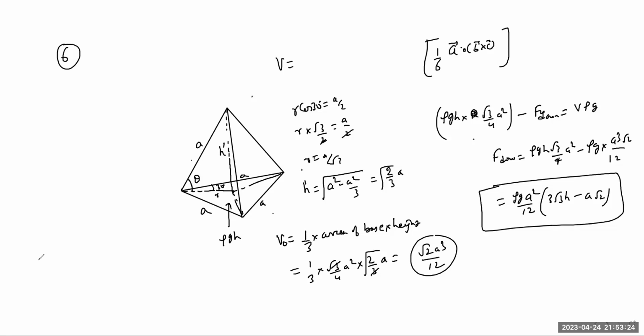Cone formula is 1 by 3 into area of the base into height, right? Yes. So volume of regular tetrahedron, yeah, it is a cube by 6 root 2, which means root 2 a cube by 12. So that is the formula only. The rest is easy. The other concept is simple. Yes, sir.